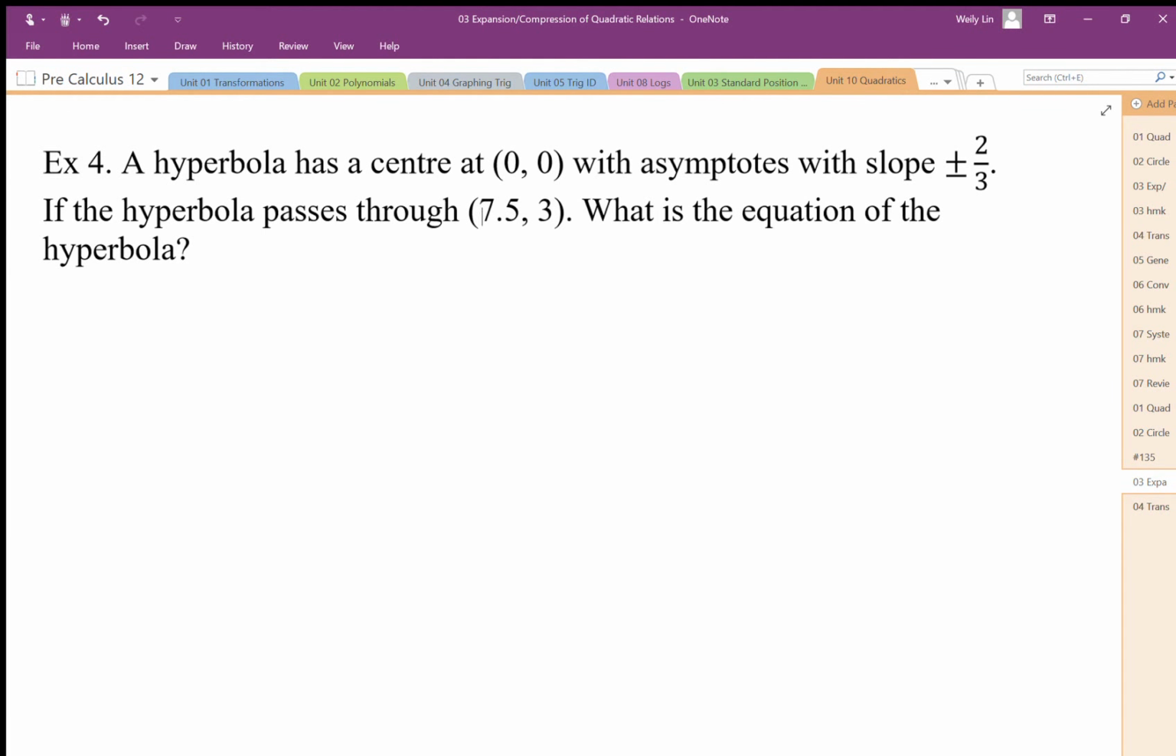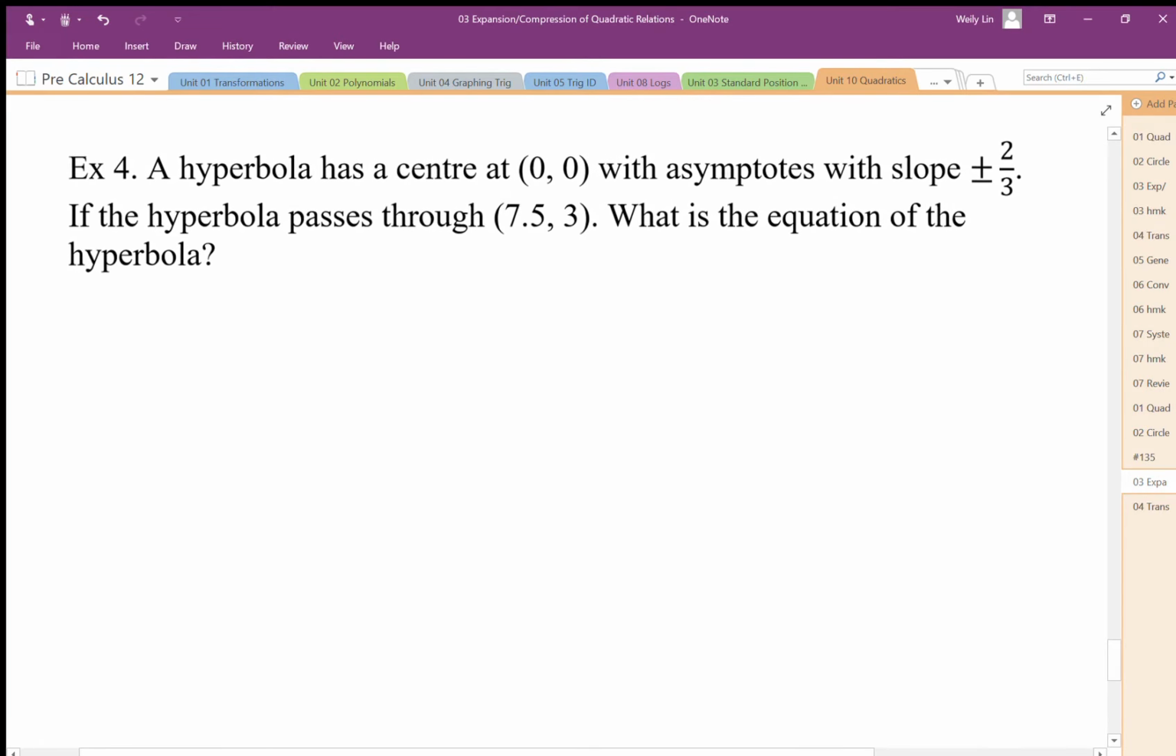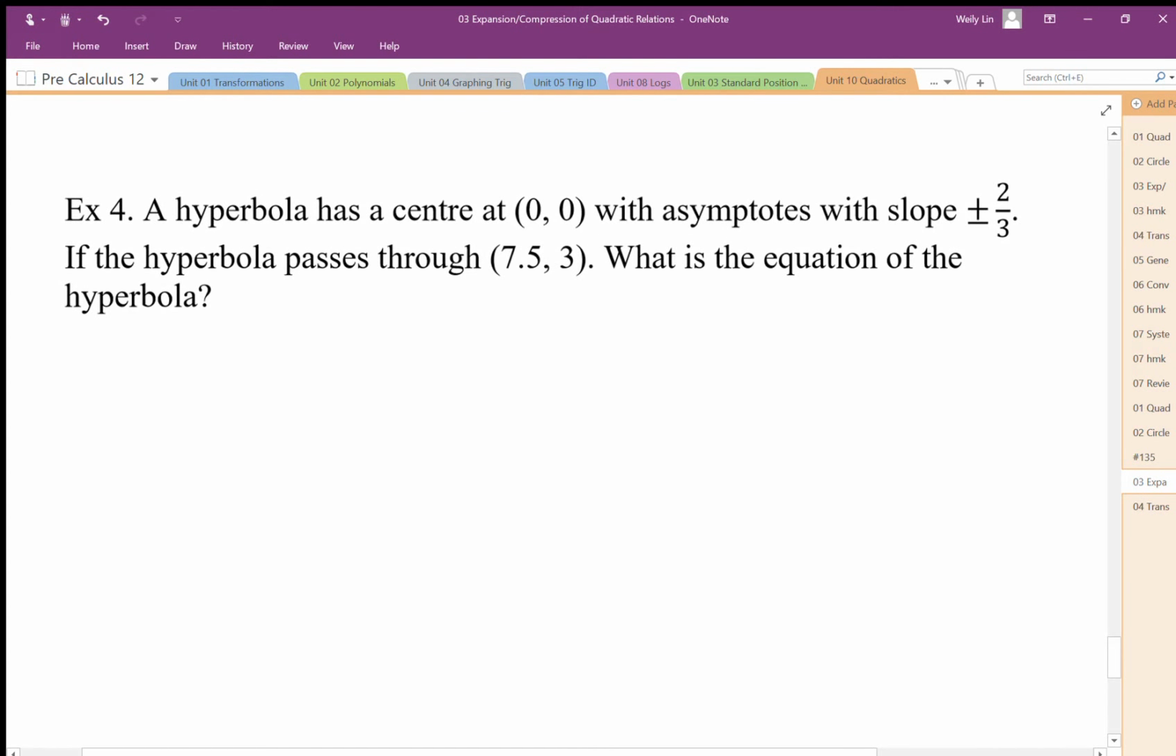So looking at this next problem here, this hyperbola has center at (0, 0) with asymptotes of plus or minus 2 over 3. And this hyperbola passes through (7.5, 3). Okay, so we have to find the equation of this hyperbola. First of all, let's just sketch in what we know.